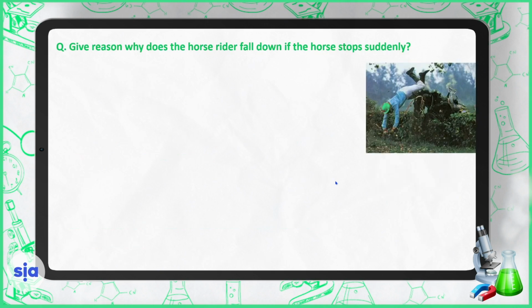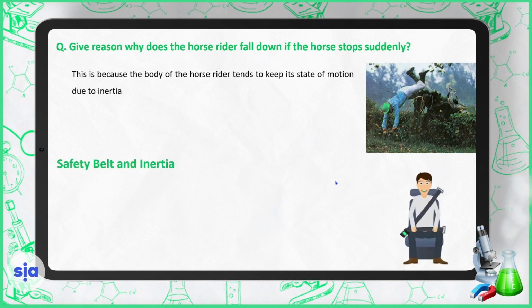Another example. Did you ever watch a horse race? Why does the horse rider fall down if the horse stops suddenly? This is because the body of the horse rider keeps its state of motion due to inertia. He's trying to keep its state of motion. But when the horse stops suddenly, the body keeps moving.